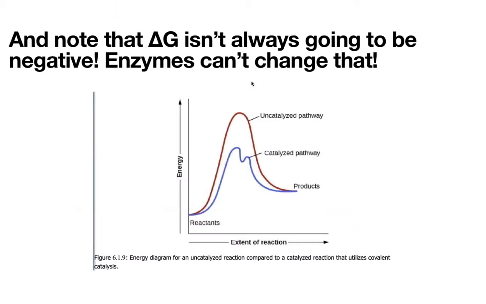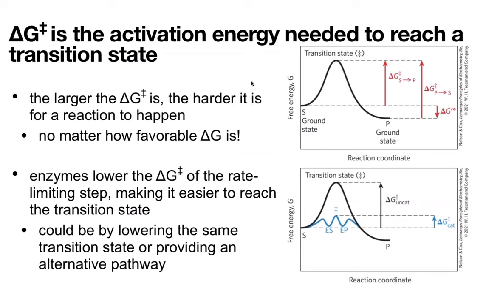And remember that delta G isn't always going to be negative. The enzyme can't change that, but it can offer alternative routes to get to the products. And these routes can have lower activation barriers that make it more likely to happen. So things can get more complicated looking when you're talking about enzymes.